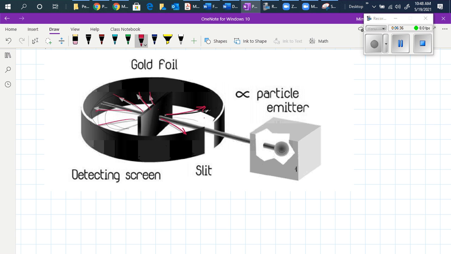Geiger later invented something that is now known as the Geiger counter. It is an equipment that is used to measure the radioactive elements, or measurements of the radioactivity in air.